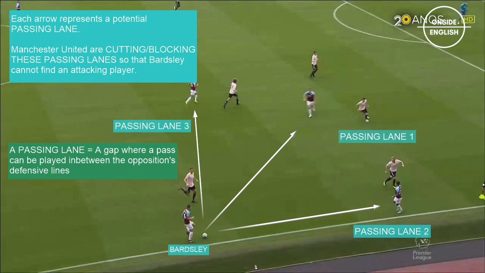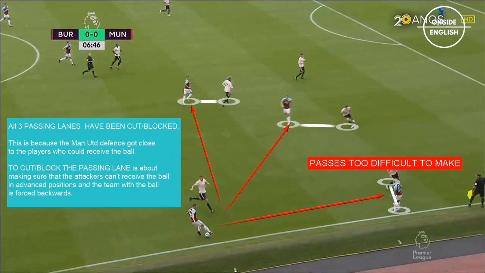Manchester United are cutting or blocking these passing lanes so that Bardsley cannot find an attacking player. Now, unfortunately for Bardsley, all 3 passing lanes have been cut or blocked. The passes are too difficult to make. This is because the Manchester United defence got close to the players who could receive the ball. So to cut or block the passing lane, it's about making sure that the attackers can't receive the ball in advanced positions, and the team with the ball is forced backwards. So each red arrow represents a pass or a passing lane that is now too difficult to pass into because the Manchester United defenders are too close and can prevent the pass.